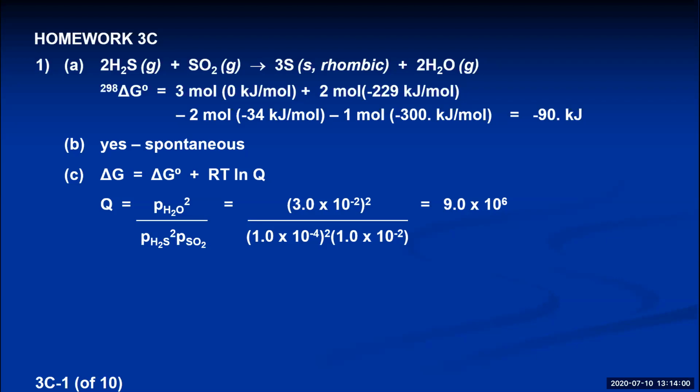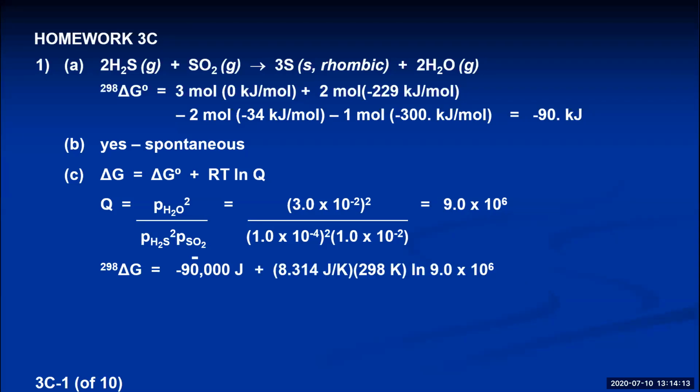To calculate the free energy change for the reaction now at 298, we'll use the standard free energy change, which was negative 90 kilojoules or negative 90,000 joules, plus R, 8.314 joules per Kelvin, multiplied by the temperature in Kelvin. Kelvins cancel out, so this term will be in joules, and it'll match the first term, which is in joules. And we have to multiply it by natural log of 9.0 times 10 to the 6th. If you calculate this out, this comes out negative 50,000 joules as the delta G for the reaction, or negative 50 kilojoules.